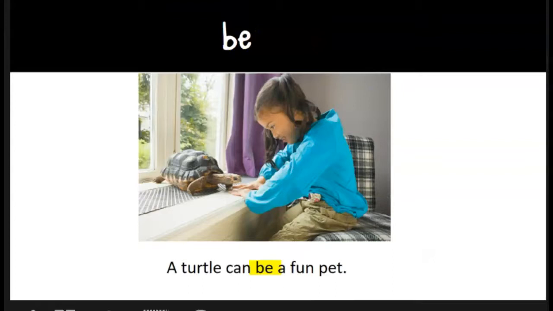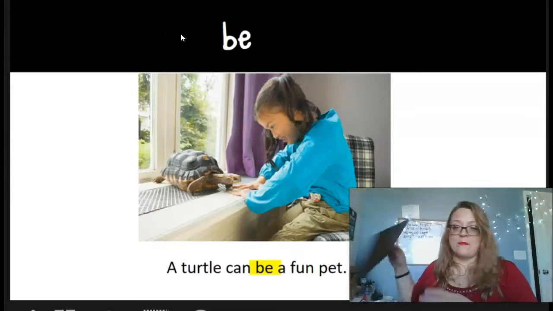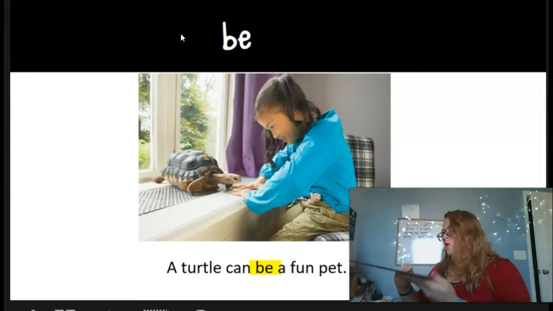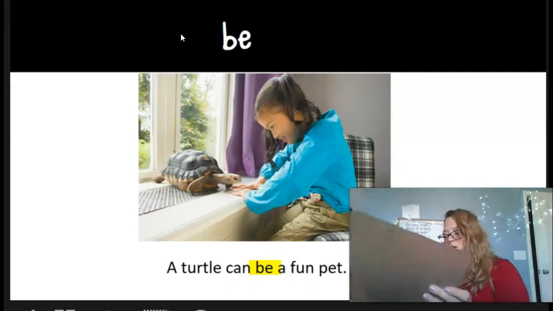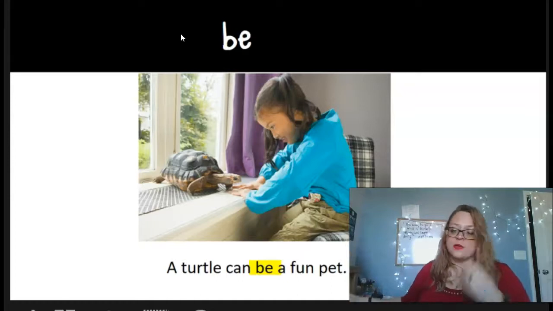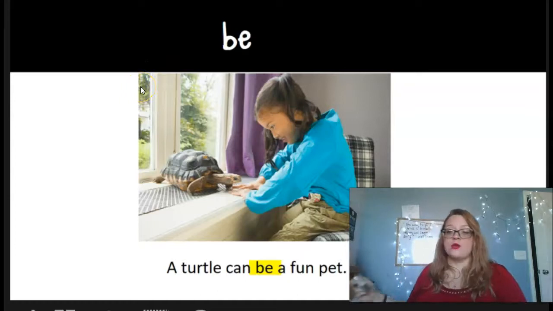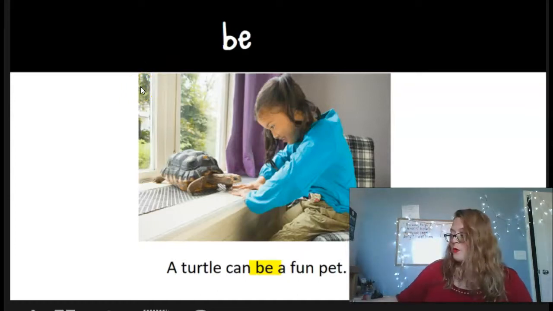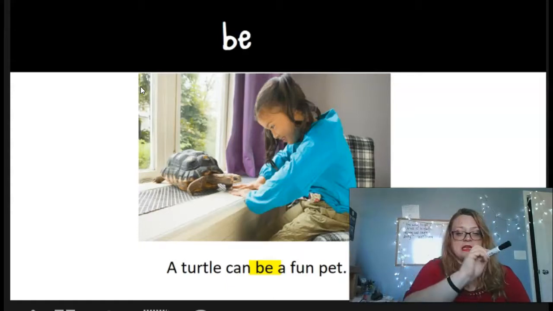Let's write our high frequency words, okay? So go ahead on your whiteboard or paper or whatever it is that you're writing on. Let's write the word be. What's the word? Be. Make sure that you're spelling it while you write it. So on your whiteboard, B, E. Be.